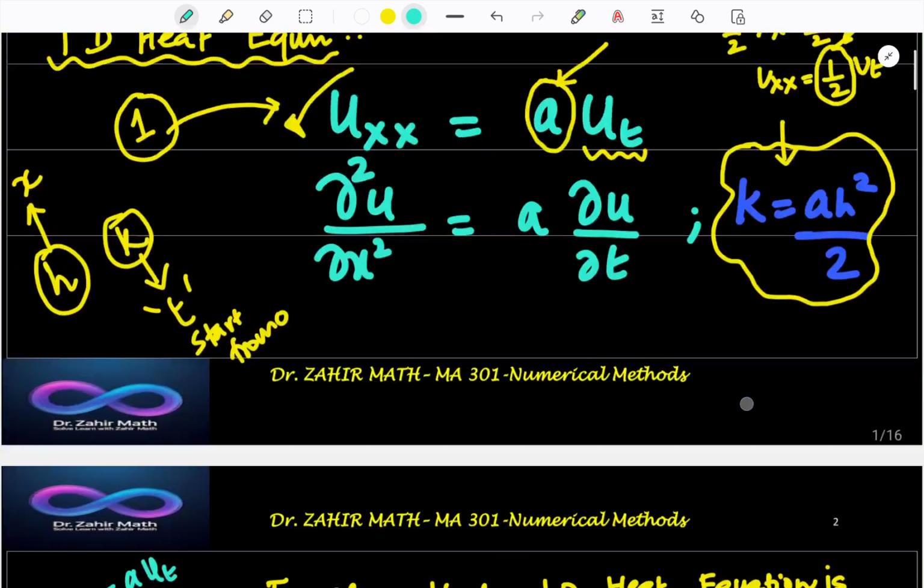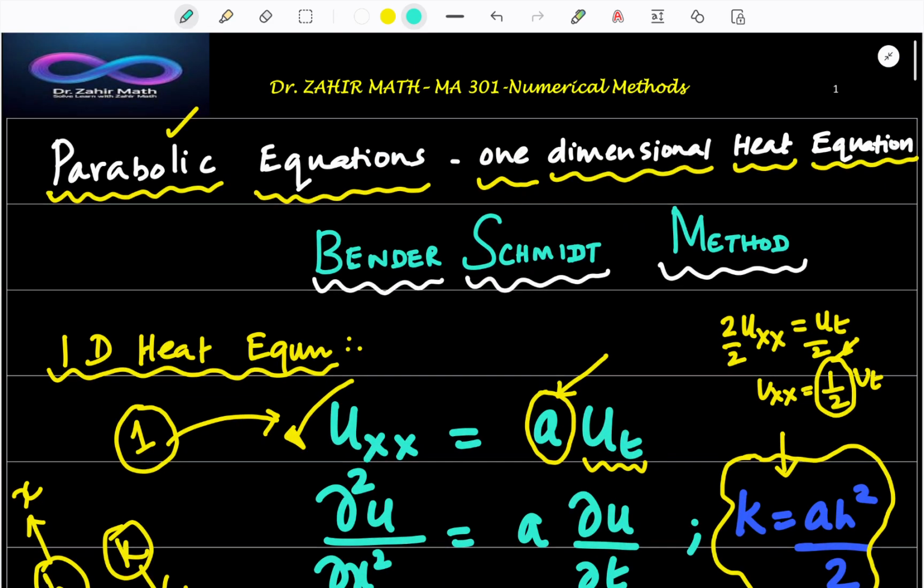Okay, let me check the values of this one. Parabolic equations, one dimensional. Yes, right. I will do 2 more questions also, right? Thank you. Bye-bye.